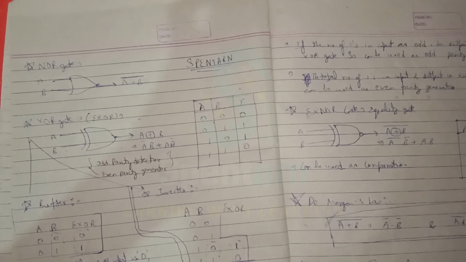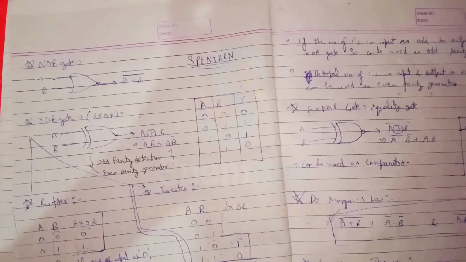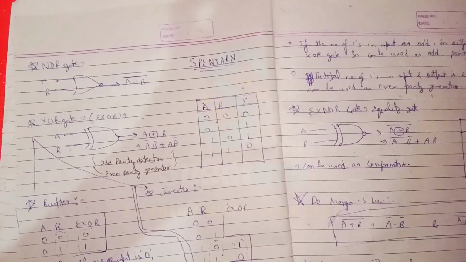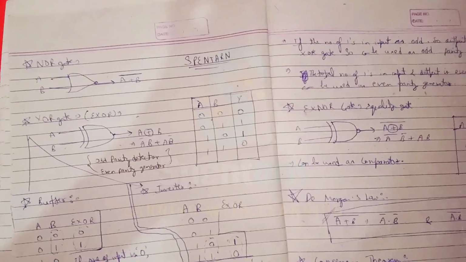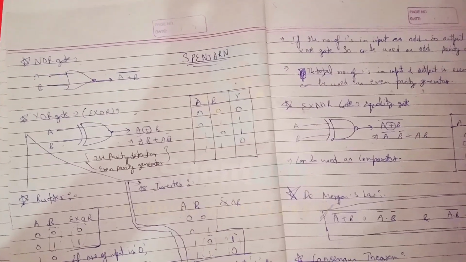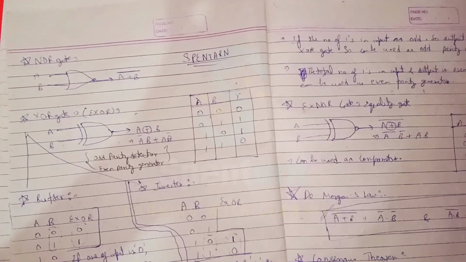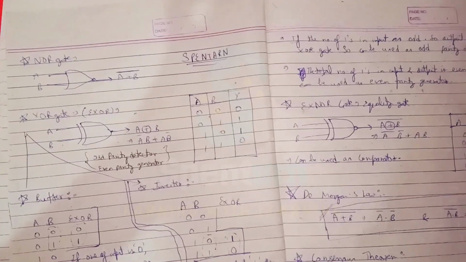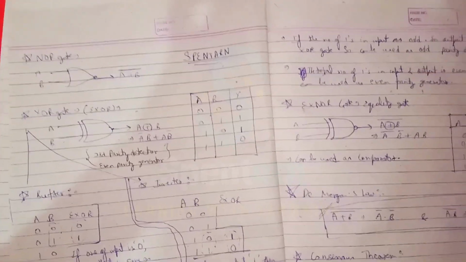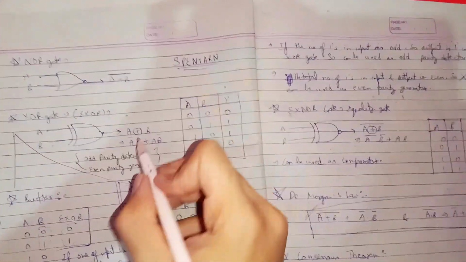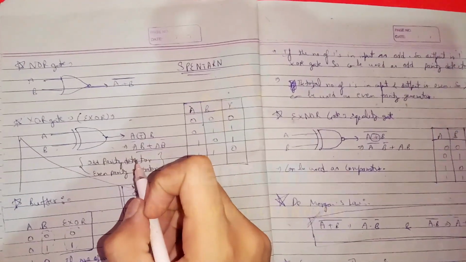Here we are on the notebook. So we have already discussed the NOR gate. Now we are moving ahead with the XOR gate. You can see the diagram of the XOR gate. A and B we are giving as input, and we are getting A ⊕ B. What is this? When we simplify this, we get A bar B plus A B bar.